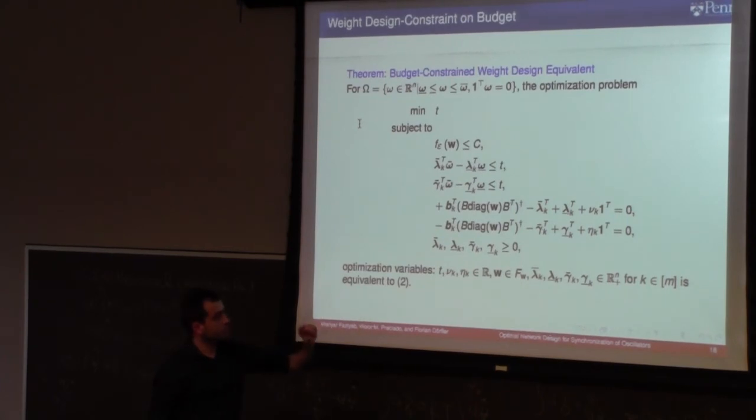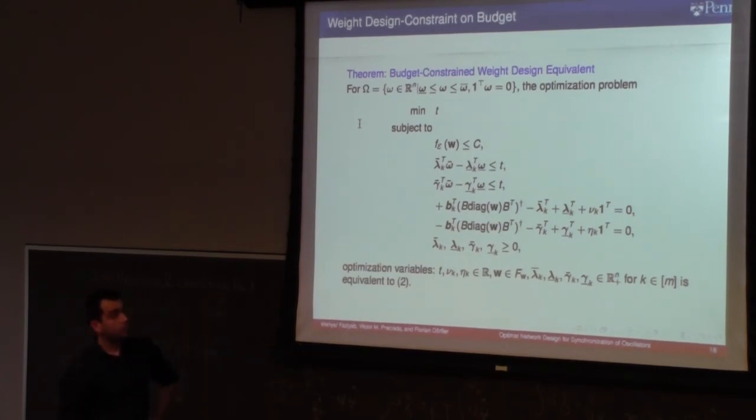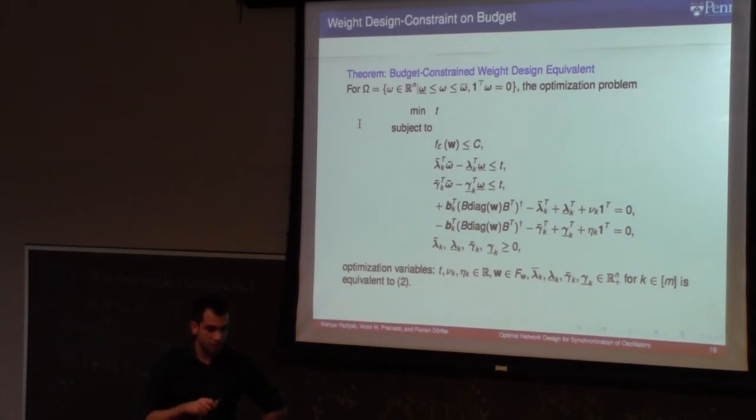Okay, so one more step. This problem is still not convex, as you might agree, because of this pseudo-inverse operation here. One of my optimization variables is W, and here I have the pseudo-inverse of B diagonal of W B transpose, right? So I got rid of that uncertainty, but it is still not convex.